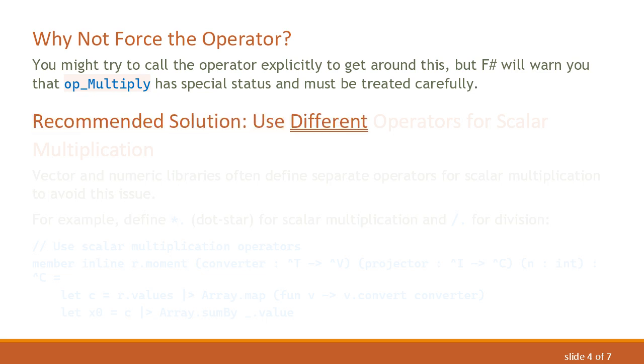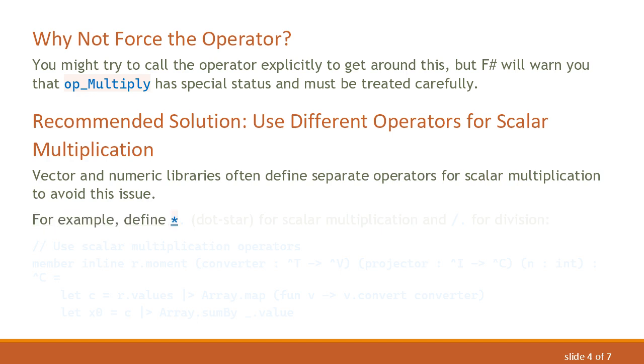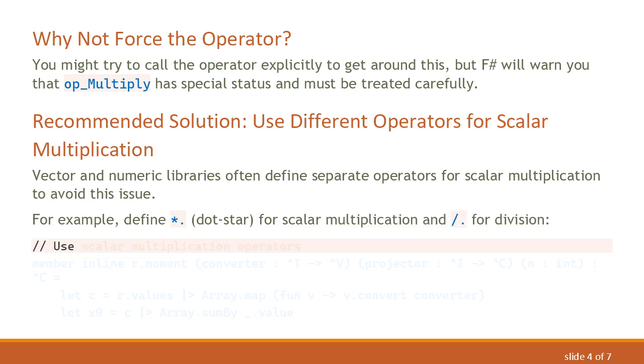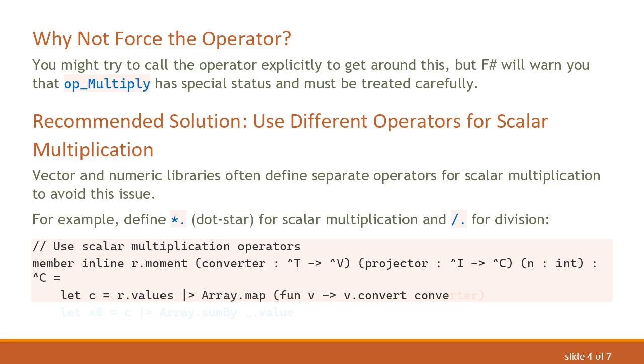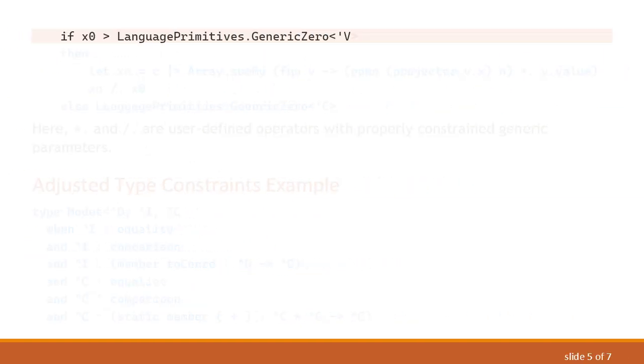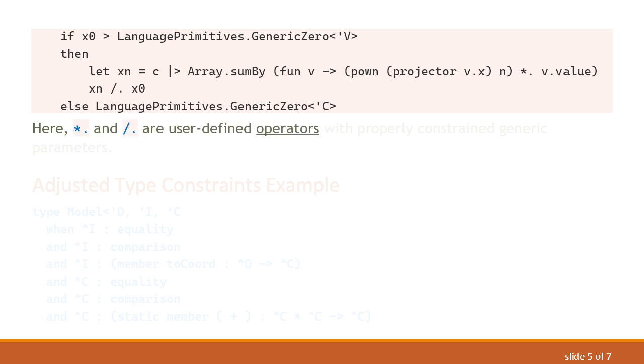Recommended solution: use different operators for scalar multiplication. Vector and numeric libraries often define separate operators for scalar multiplication to avoid this issue. For example, define .* for scalar multiplication and ./ for division. Here, .* and ./ are user-defined operators with properly constrained generic parameters.